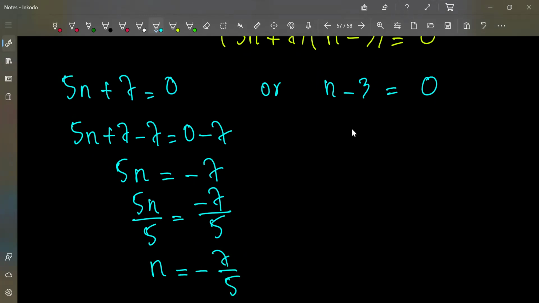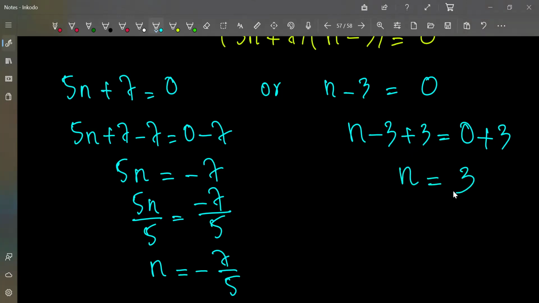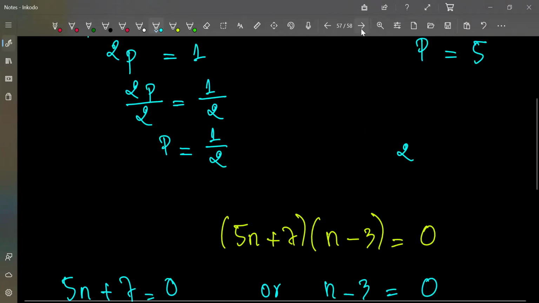For this equation, we can add 3 to both sides. So we get n minus 3 plus 3 equals 0 plus 3. Okay, so now n is equal to 3. Okay, so now let's move to another example.